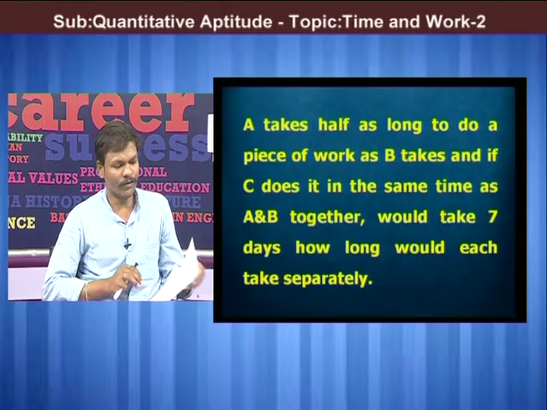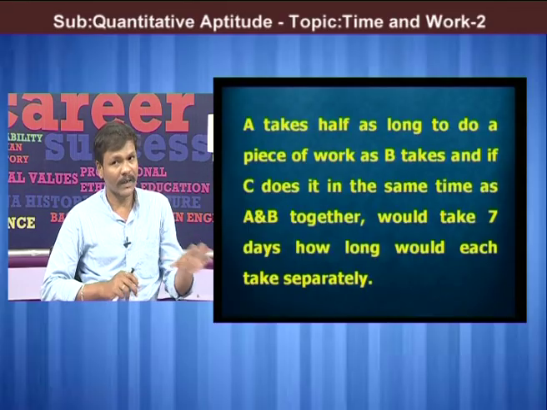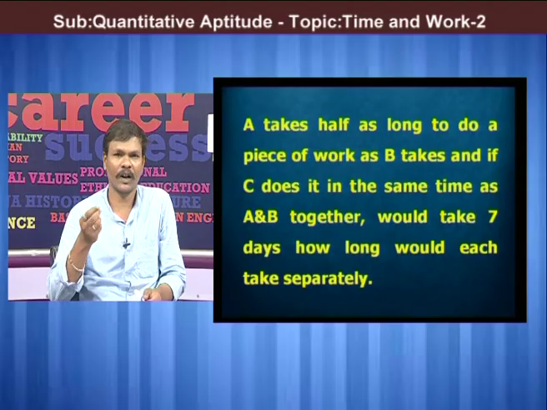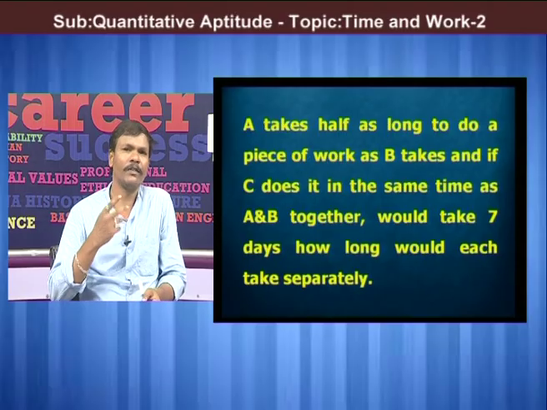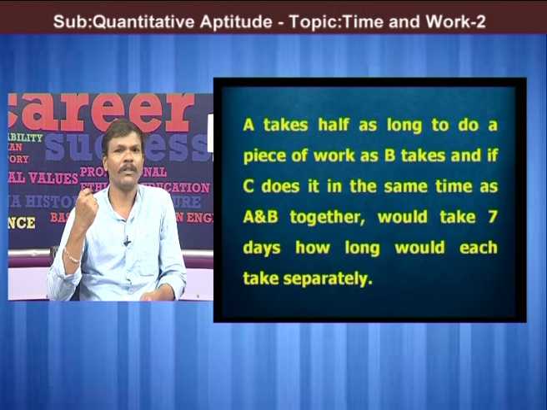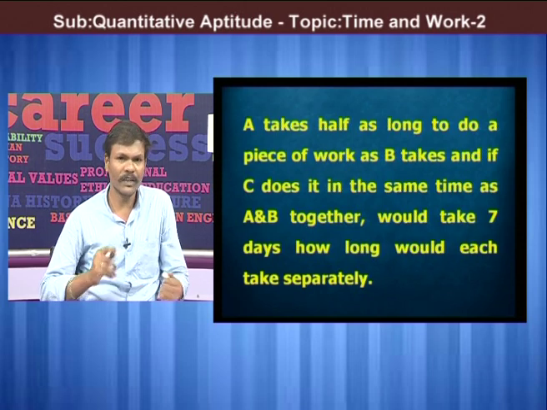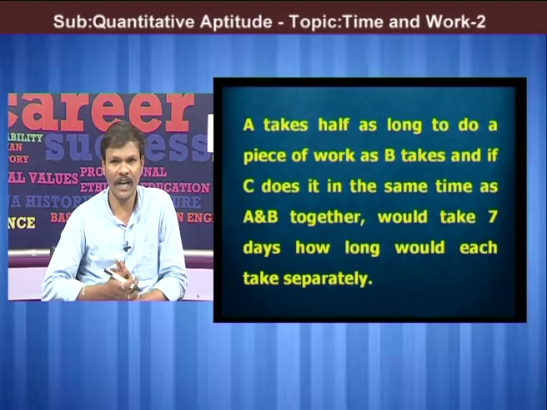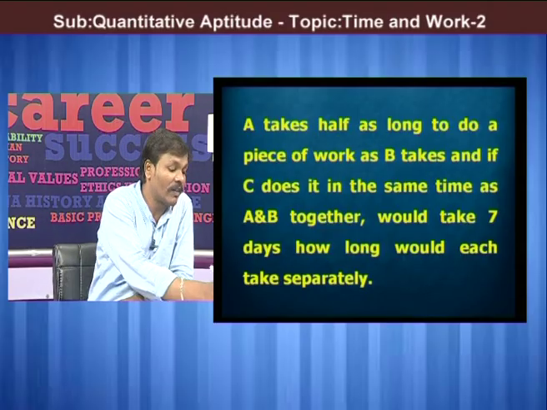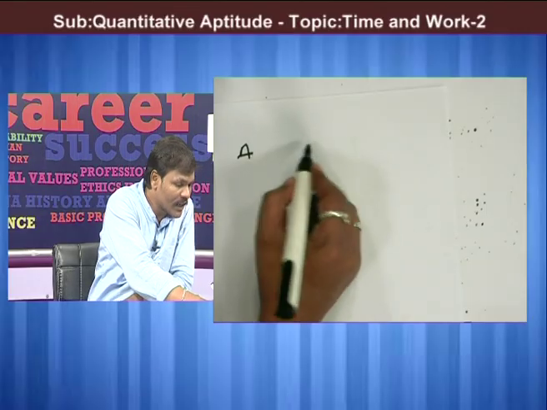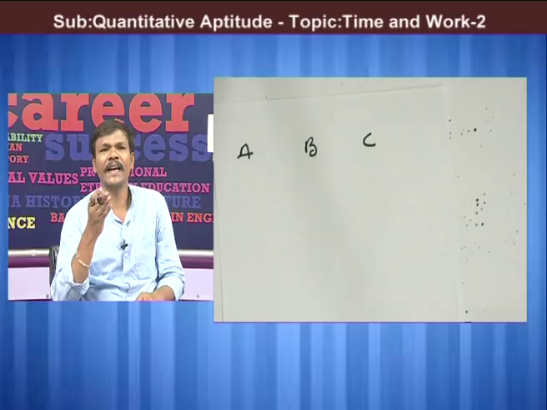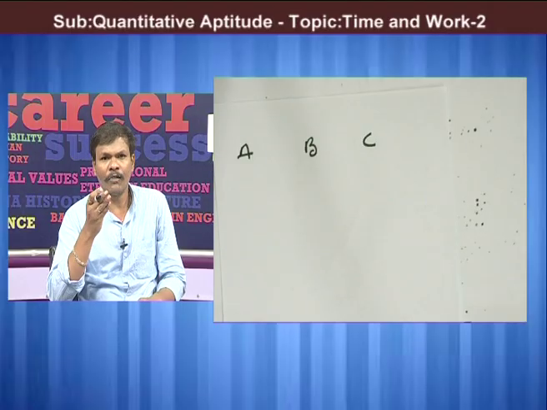Okay, this is the question on capacities. Already we are discussing A is twice the workman, A is half of the workman, A is one-third of the workman, this type. So first you have to conclude the capacities of A, B, C. First one A, second one B, third one C. How is A? A takes half as long to do a piece of work.